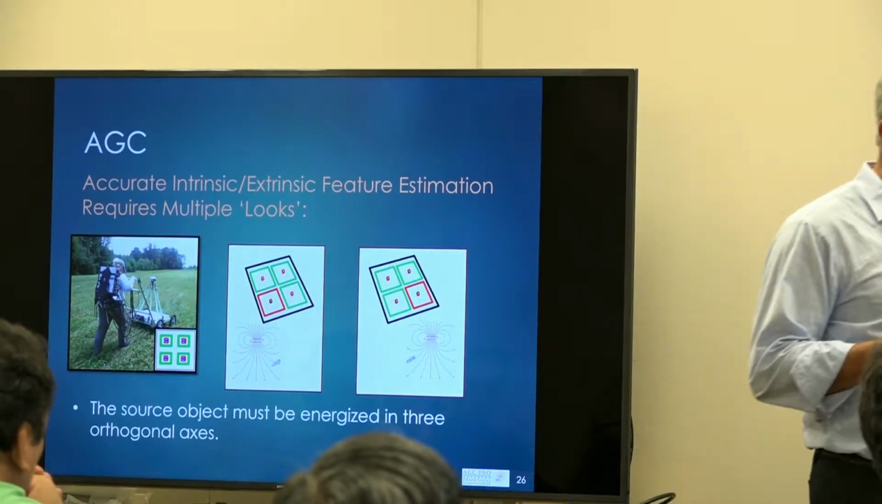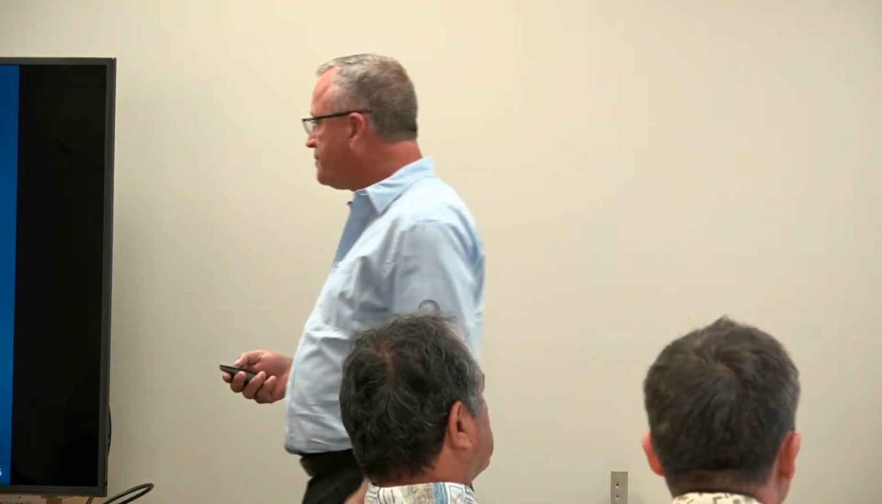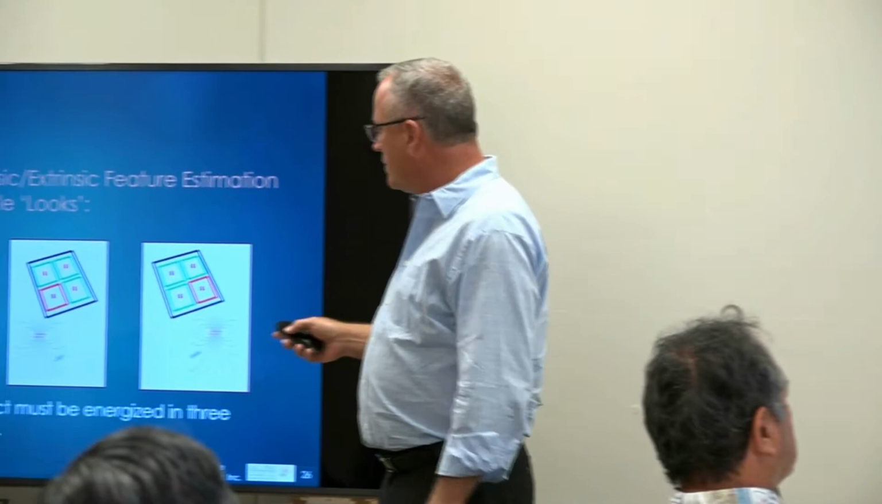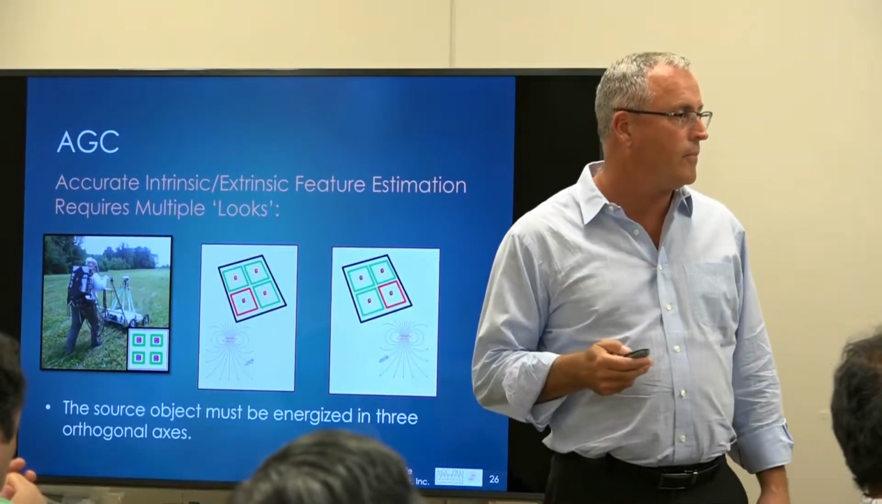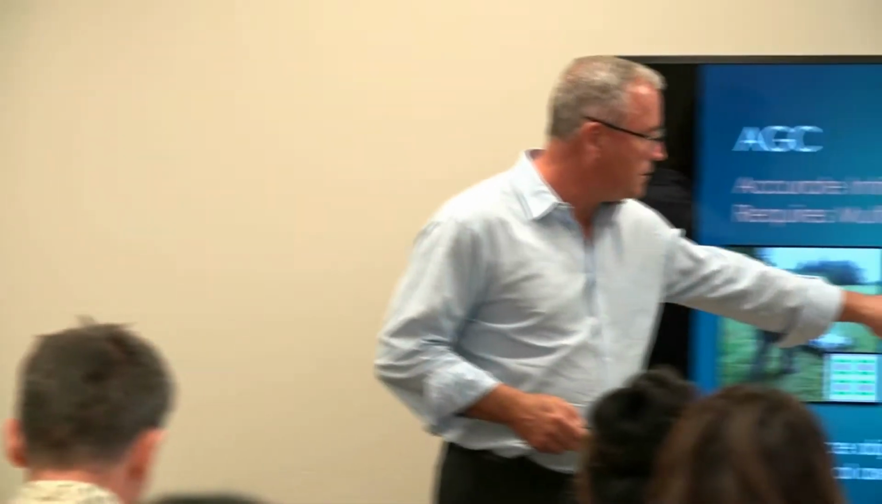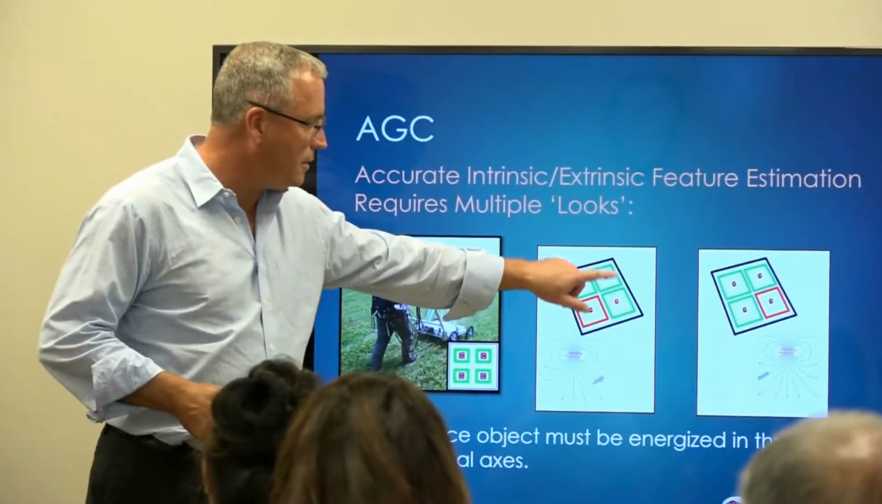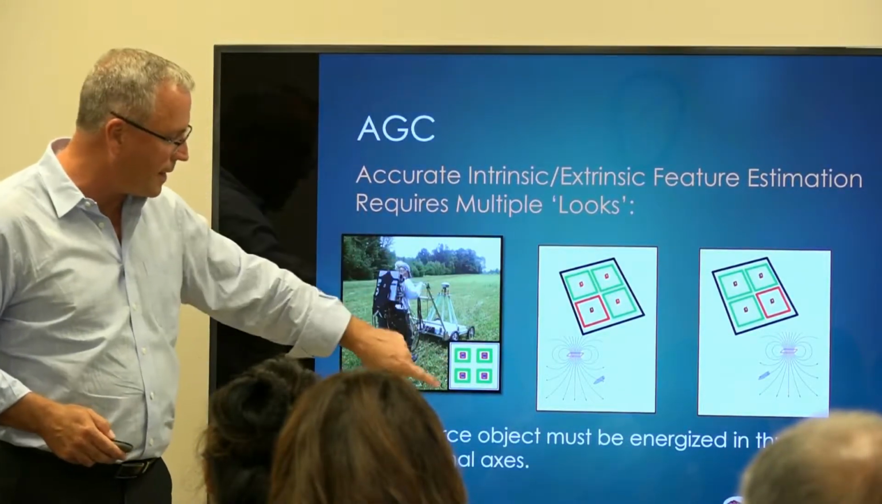To do this, we need advanced sensors. And these advanced sensors are designed to provide multiple looks at a target and give us a much richer data set. So you need to energize the target in 3 orthogonal axes. This sensor does it by firing sequentially each element. So this sensor is built with 4 elements. This is kind of a plan view.